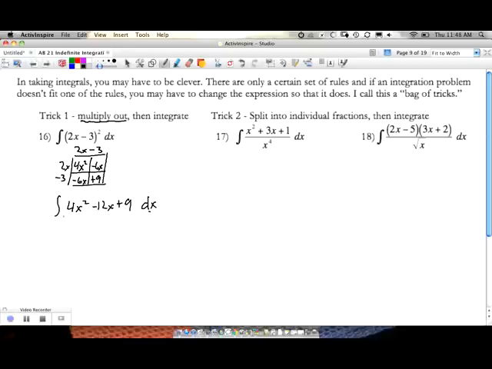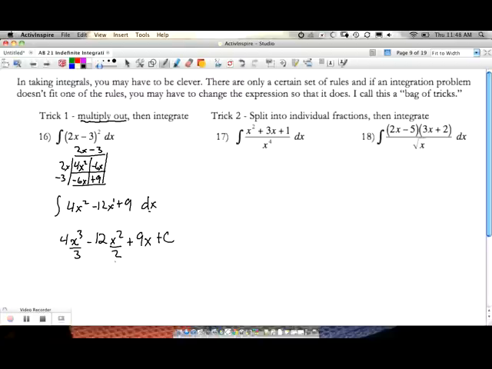X squared becomes x cubed over 3. The next one says minus 12x. Well, I have the minus 12 for the constant. X to the first is going to become x squared over 2. And the 9 is just going to become 9x. Of course, what's on the end? Plus c. We could simplify this 12 and 2 to be a 6 and 1. That's about it that we could do to simplify, but that definitely helps.